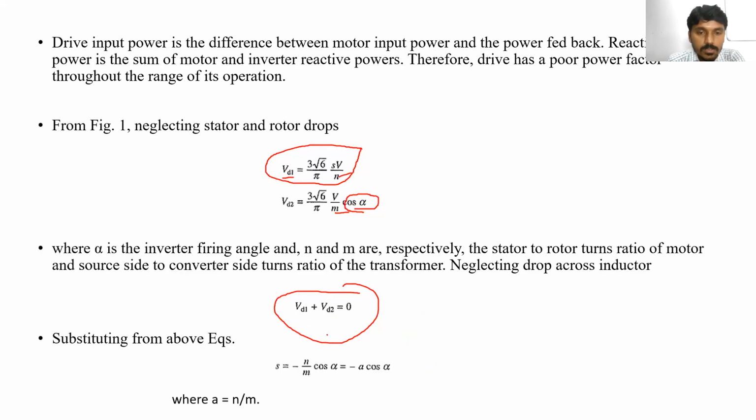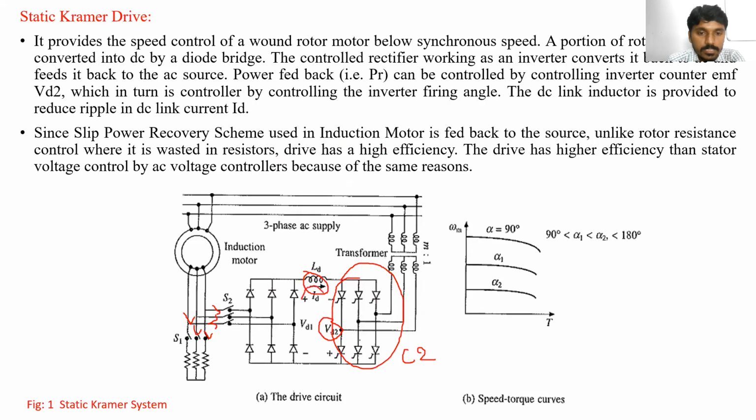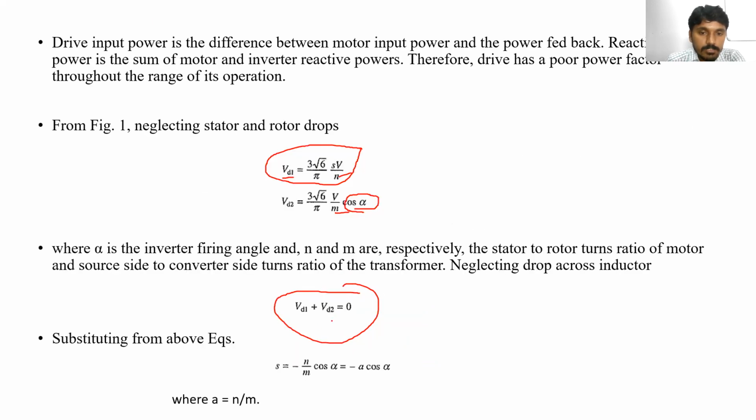VD1 plus VD2 is equal to 0. Apply the KVL for this loop. We can get VD1 plus VD2 is equal to 0. So by equations VD1 and VD2, we can get the S value.